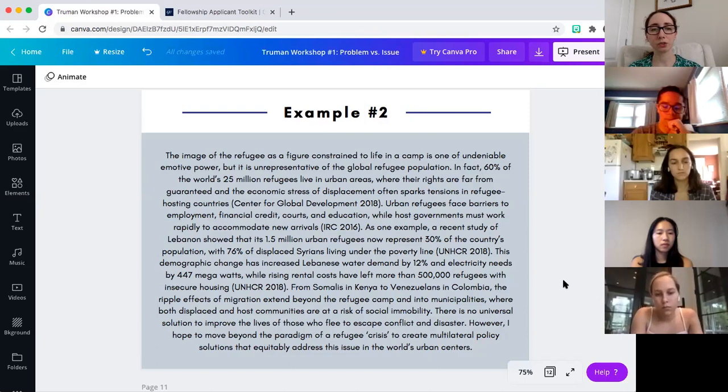There is no universal solution to improve the lives of those who flee to escape conflict and disaster. However, I hope to move beyond the paradigm of a refugee crisis to create multilateral policy solutions that equitably address this issue in the world's urban centers.